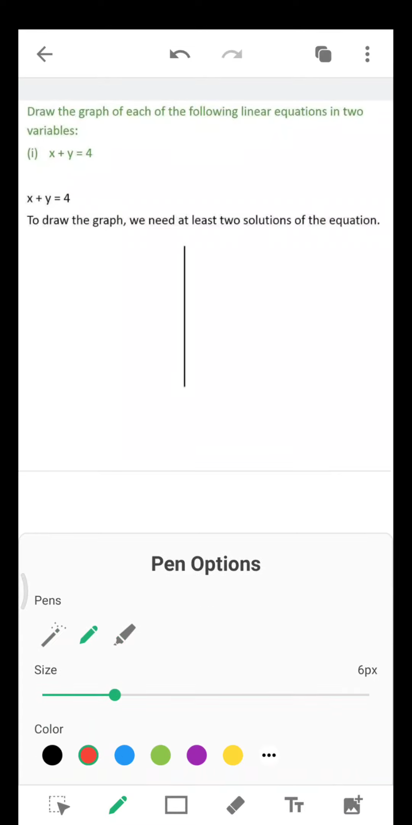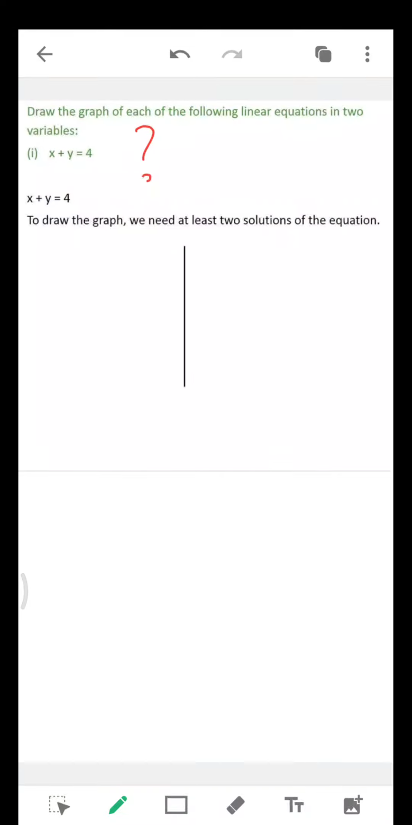How many solutions does this equation have? This has infinite solutions, no? There is no end to the solutions. We have done that in our previous sessions. So we will find any two solutions of this equation. So let's see how to find the solutions to this equation.